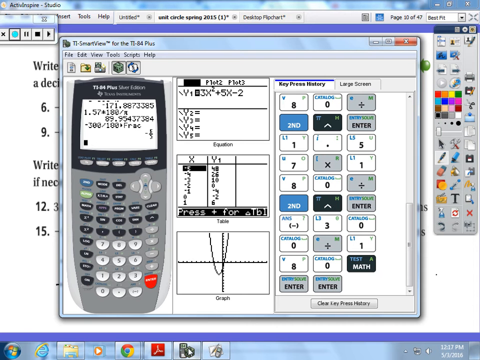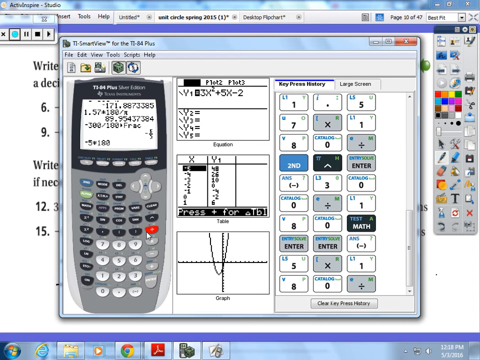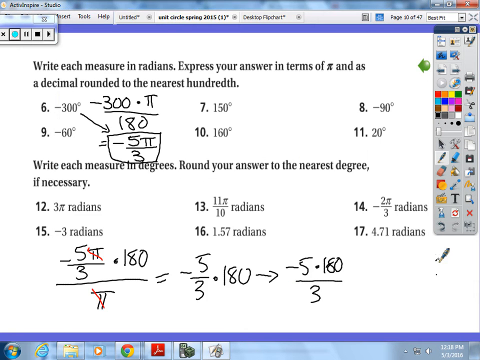So negative 5 times 180 divided by 3, and you get negative 300, which is what we should have gotten. And that equals negative 300 degrees. So now we switch this answer we got for number 6 back. So this is how you would do 12 through 17.